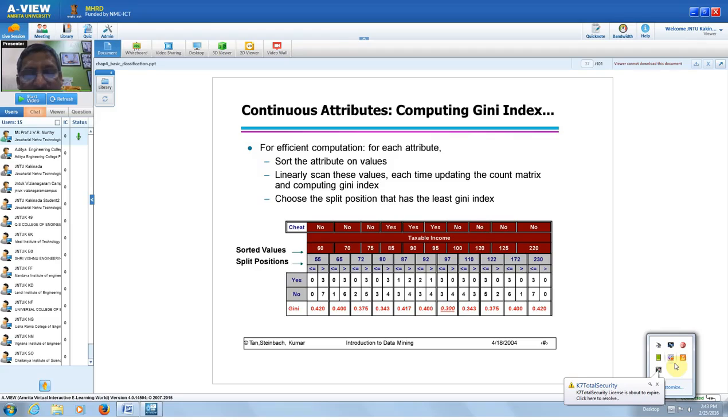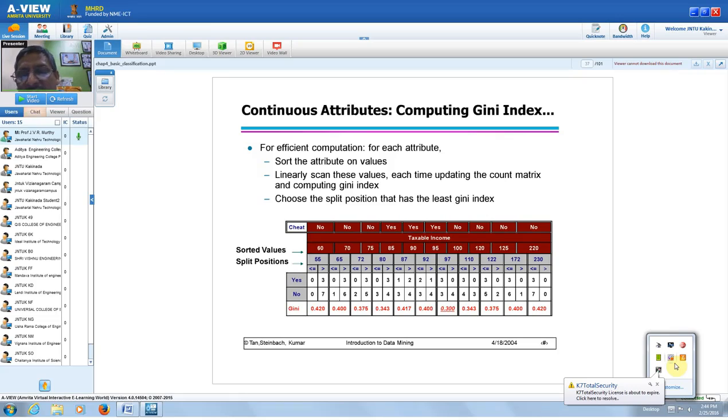Now when the value is greater than 55 and less than or equal to 65, how are the values split? Now what you are supposed to do is take the average values of two consecutive numbers. So for 60 and 70, the average is 65. For 70 and 75, the average is 72.5, but it is considered as 72. And for 75 and 85, the average is 80. For 85 and 90, it will be 87.5, but 87 is taken. That is, the floor is taken.